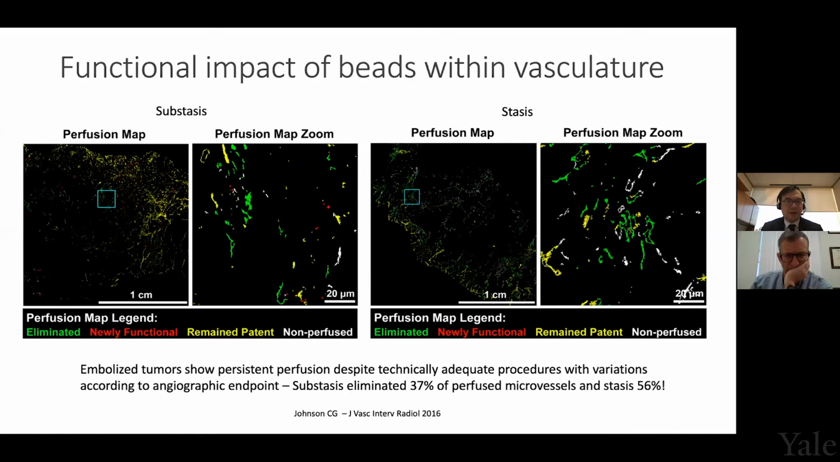Main differences here are that if you look at the perfusion map, just looking at the yellow on the perfusion map, there's clearly less yellow and more peripheral yellow when you embolize to stasis. And when you look at the zoom, you see newly functional vessels after embolization to substasis, and you don't see that on the stasis. But regardless of that, the reality is even under the most technically successful angiographically stagnant embolization, you still have vascular perfusion. And what does that mean to the tumor and the surviving cells?